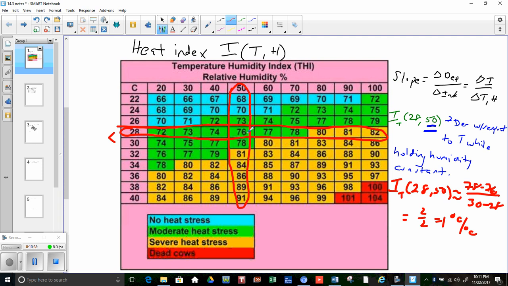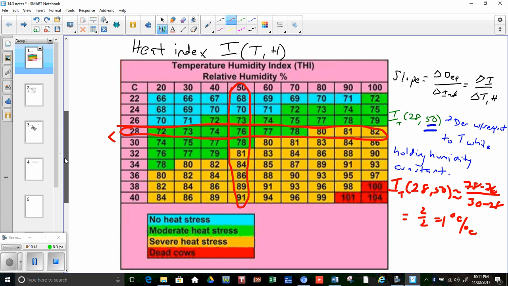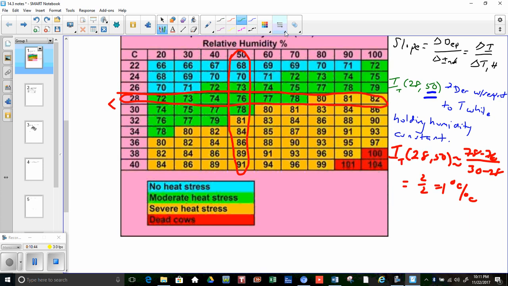And what we call that, let's scroll down a little bit. What we call this is I sub t, the partial derivative of I with respect to t.